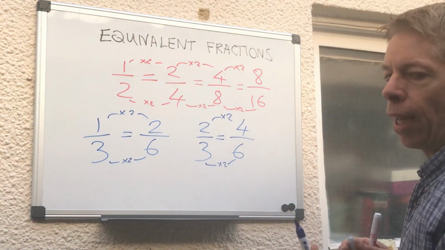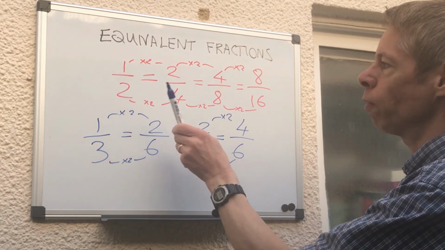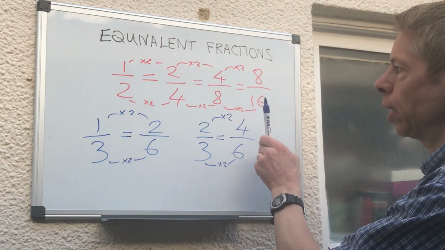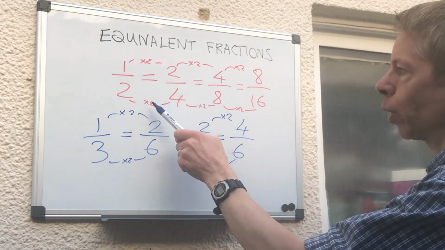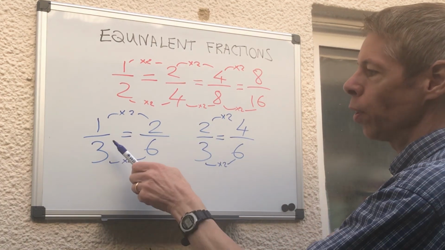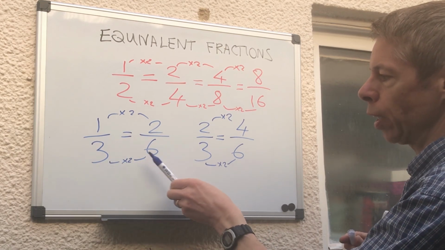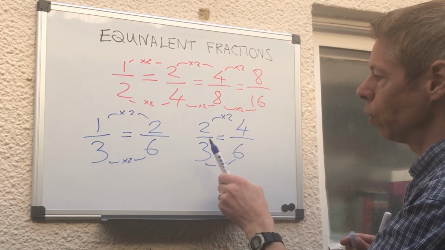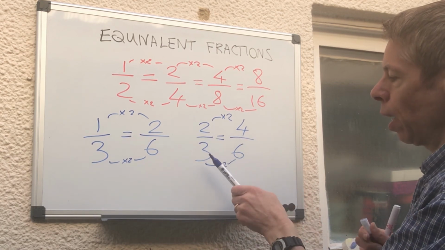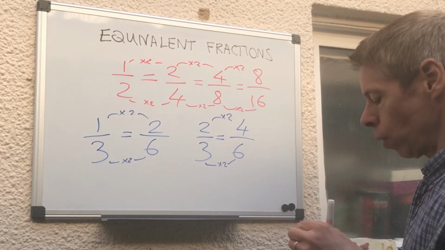So just to recap before I scrub this page out, 1/2 is equivalent to 2/4, equivalent to 4/8, is equivalent to 8/16. We just doubled up the top number and we doubled up the bottom number. 1/3 is equivalent to 2/6 because we doubled the 3 to get 6, so we had to double the 1 to get 2. 2/3 is equivalent to 4/6. As we doubled the 3 to get 6, we had to double the 2 to get 4.